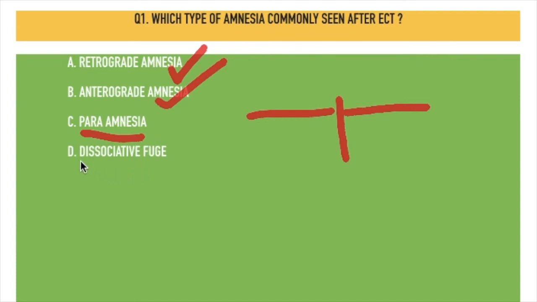And next one is option D, dissociative fugue. What is dissociative fugue? In dissociative fugue, a person completely forgets about his personality. He cannot remember anything about himself, his name, his family members, his friends. He completely forgets all that, and he just starts to wander or travel. A person forgets his past and identity and travels in the world in a new identity or something like that. That is dissociative fugue.